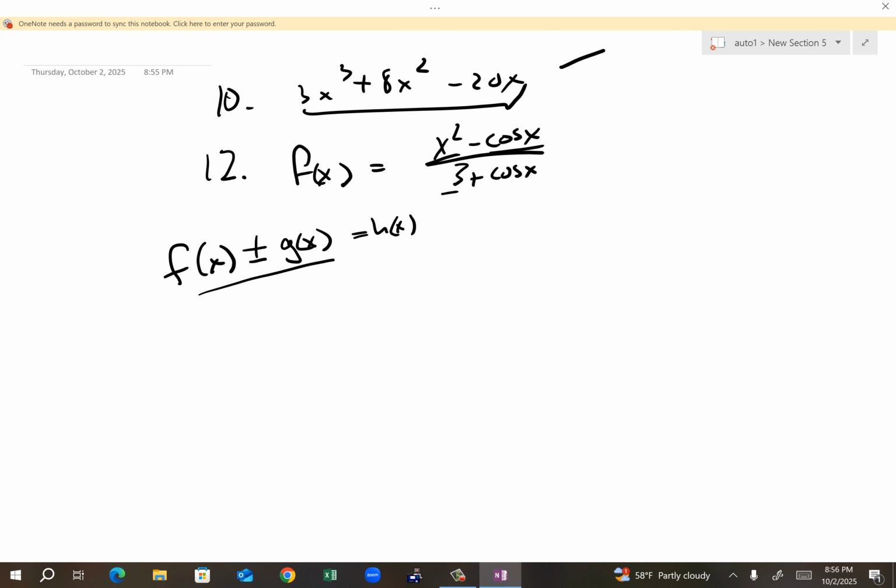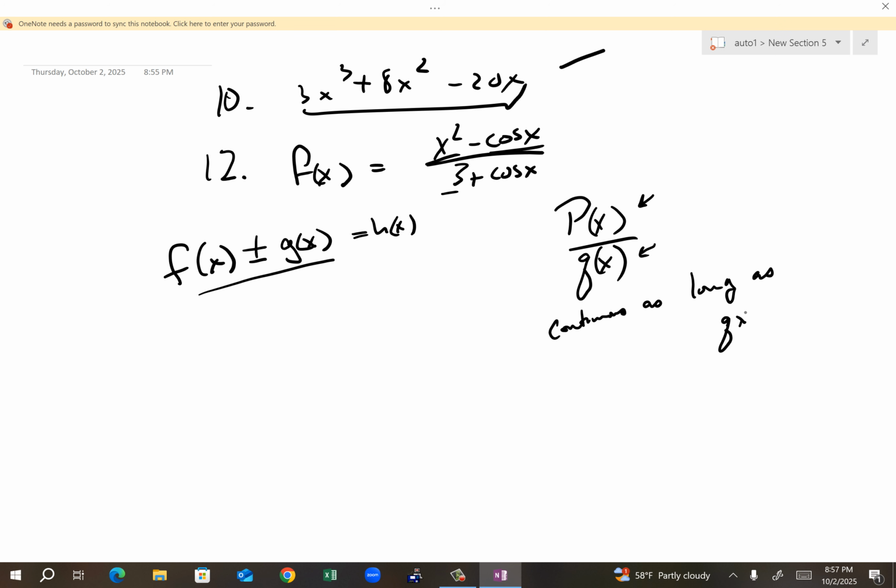Now, part of 2 said this. If you have p of x divided by q of x, okay, and p is continuous, and q is continuous, this guy is continuous everywhere. It's continuous as long as what?